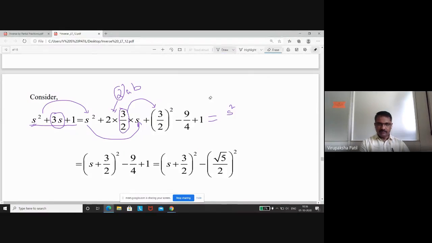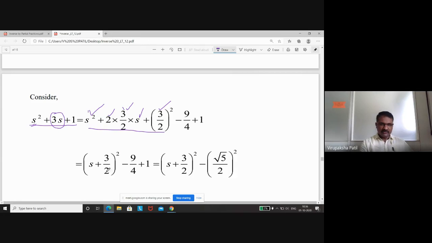So if you consider, just one minute, only these 3 terms, this is of the form what? a square plus 2 times a into b plus b square. So you can write this one with a as s, b as 3 by 2. You can write this one as a plus b whole square. So that becomes s plus 3 by 2 whole square. Keep this 9 minus 9 by 4 as it is, and this 1 as it is.